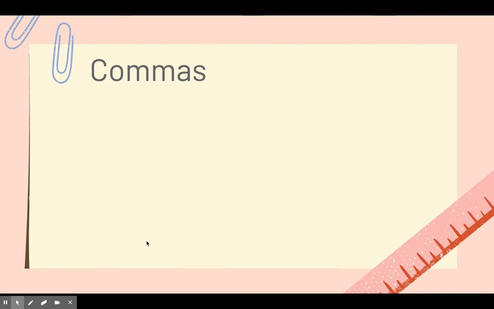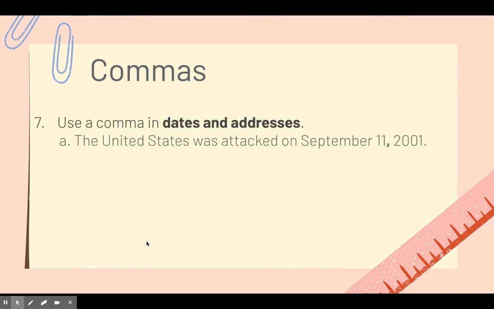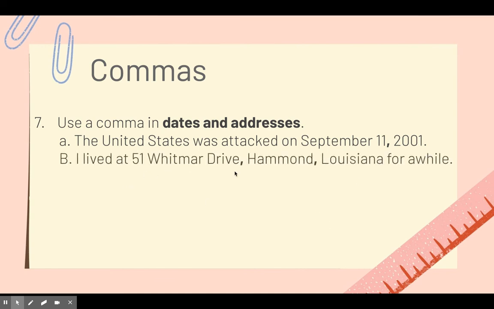Number 7, last one, with dates and addresses. So I know you know this, but the United States was attacked on September 11th, comma. The comma always goes after the day. Never the month, guys, always the day. And then lastly, with addresses, I lived at 51 Whitmar Drive, comma, Hammond, comma, Louisiana. So you have to put a comma between the street address, the city, and the state, okay?